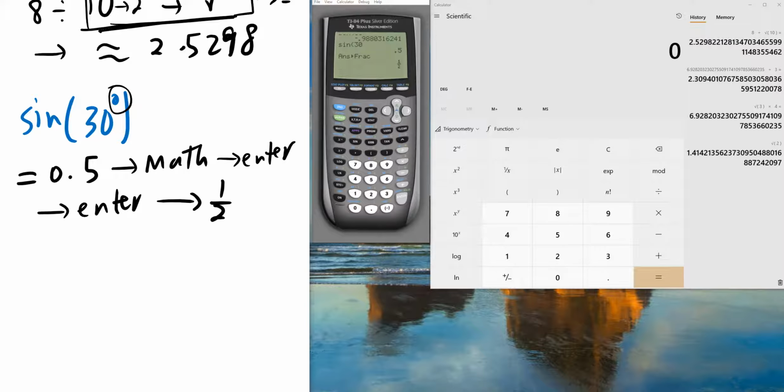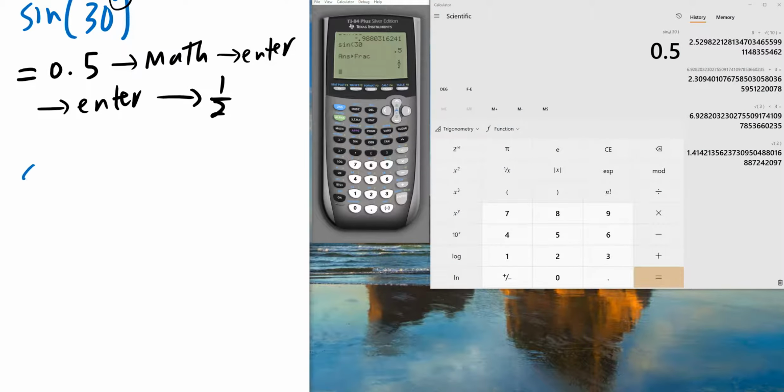Now let's do it on the scientific calculator. How do you do that on the scientific calculator? You do 30 first, and then you go trig sine. See, it gives me 1/2. So trig sine gives me 1/2. That's an important thing to learn.